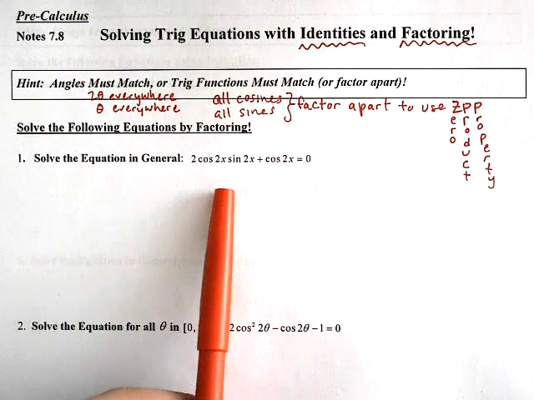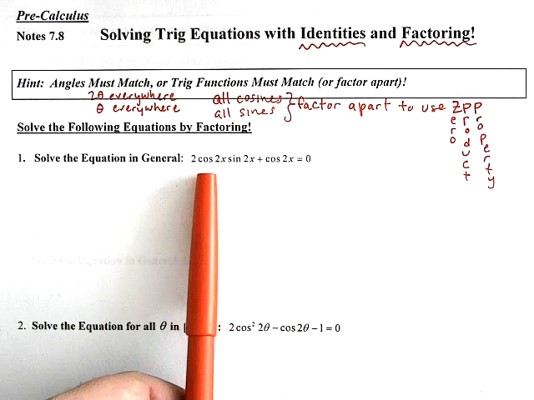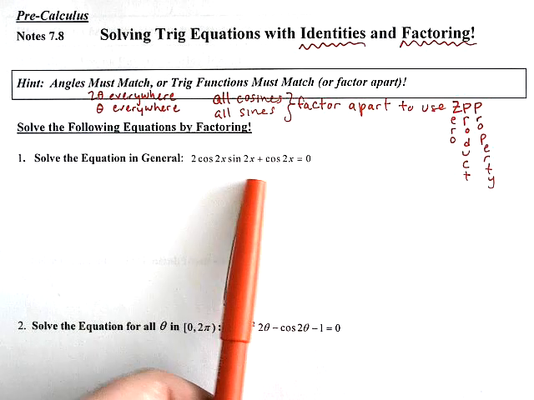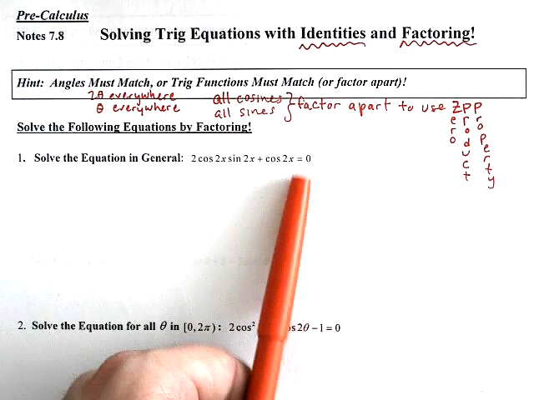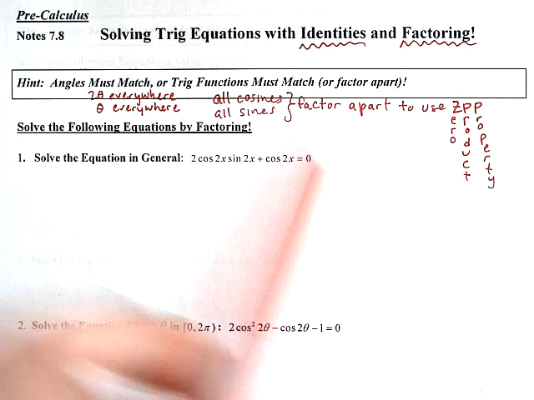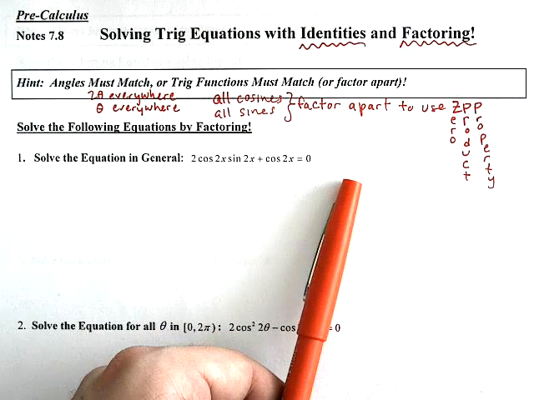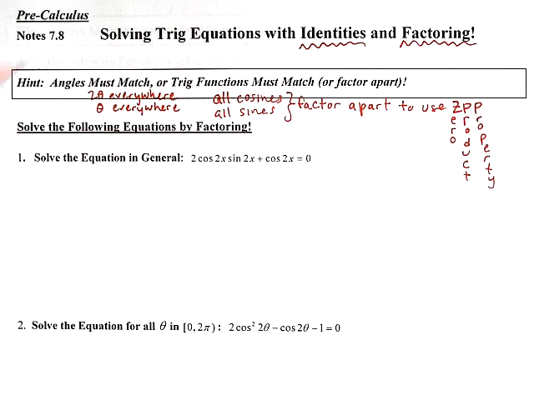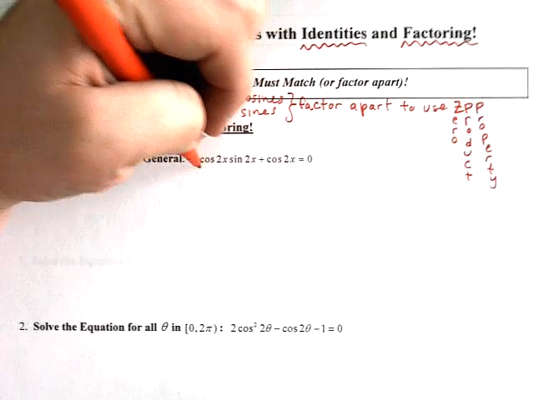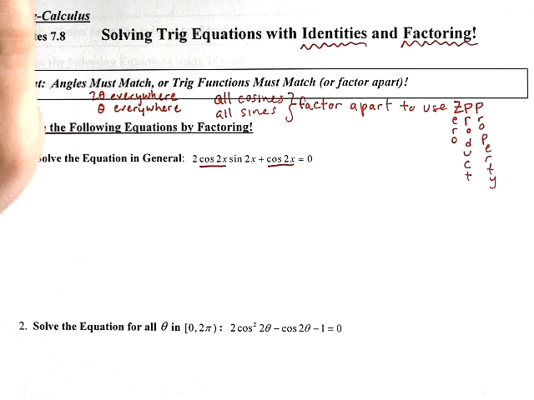For example, when I look at something like number 1, I don't just have cosine 2x equals 0. I can't really move this over, and that's not really going to help me. It doesn't get me a ratio. So what we're going to have to do here, guys, is recognize that if I have a cosine 2x in both places, then I can do a little bit of factoring.